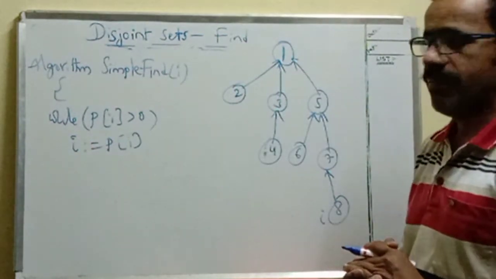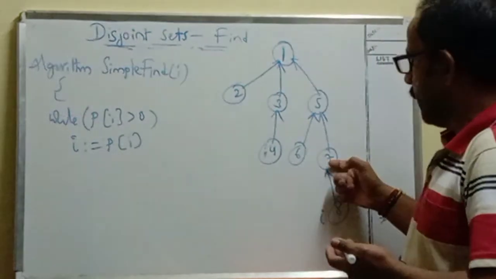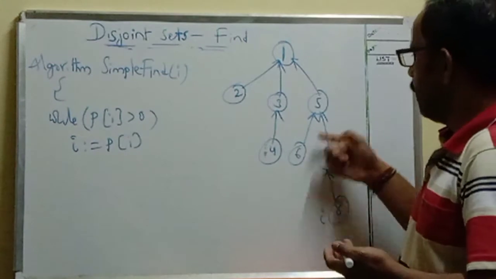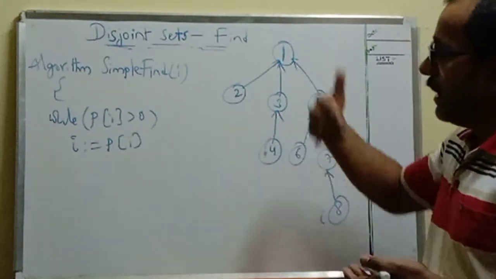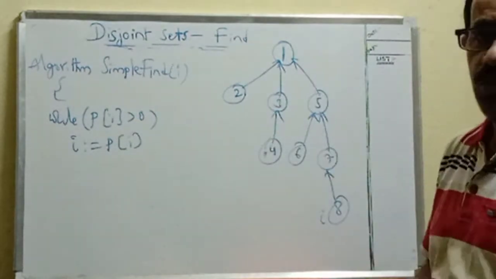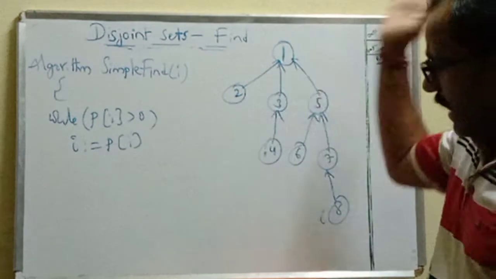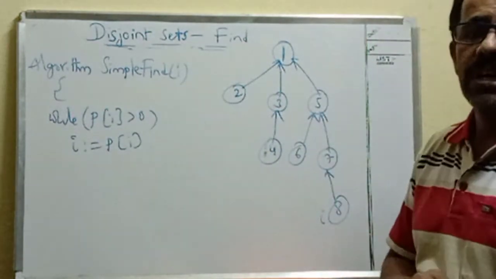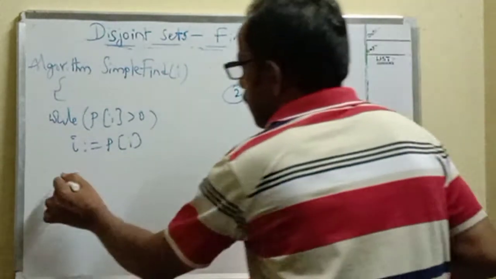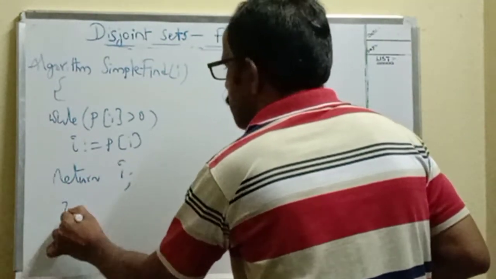Update I as parent of I. Suppose you are there at I. If I's parent is there, then go to that particular parent and make it as I. So like that, until the condition is true. If P of I is greater than 0, then move upward one level by level until reaching the root node. Once it is false, it means you have reached the root node. Then you simply return I, because I finally stops at the root node.